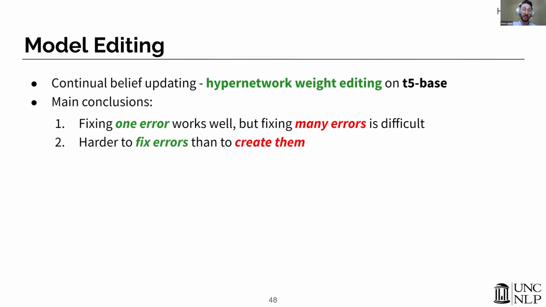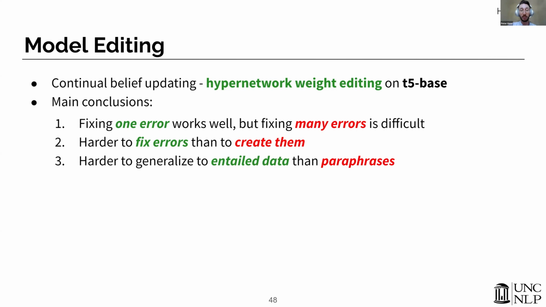Number two, it's harder to fix errors than to create them. This might seem like a trivial point, since the important thing is to be fixing errors, right? But a lot of the evaluation work and a lot of the benchmarks in model editing often test methods according to their ability to arbitrarily change model outputs, not necessarily fixing errors. I especially want to emphasize this because fixing errors is the practical use case, so it deserves extra attention.